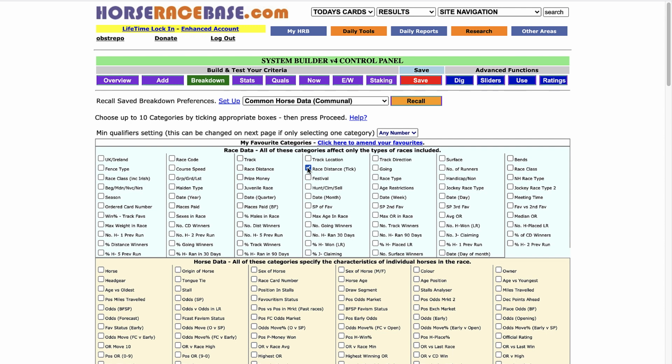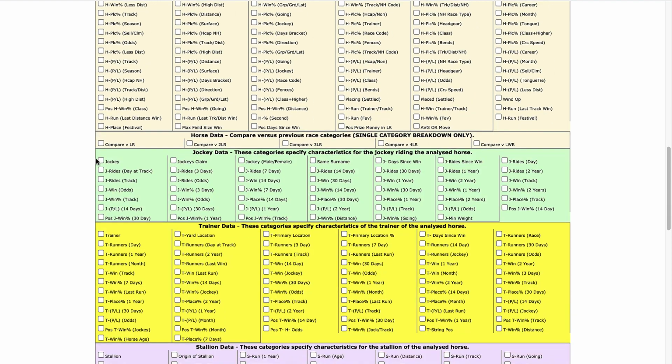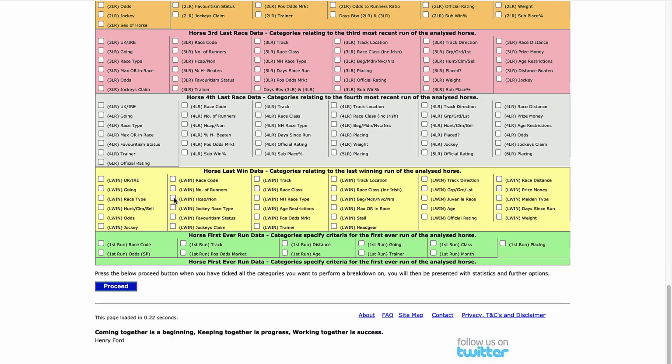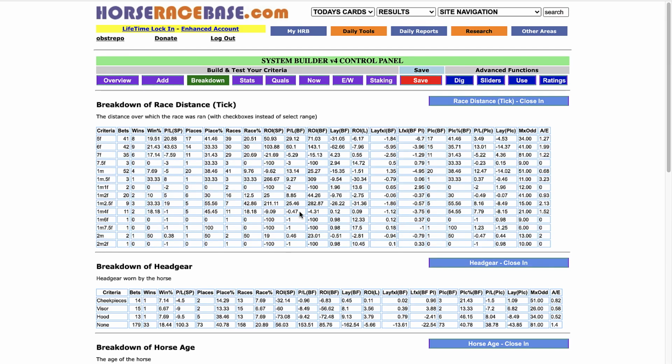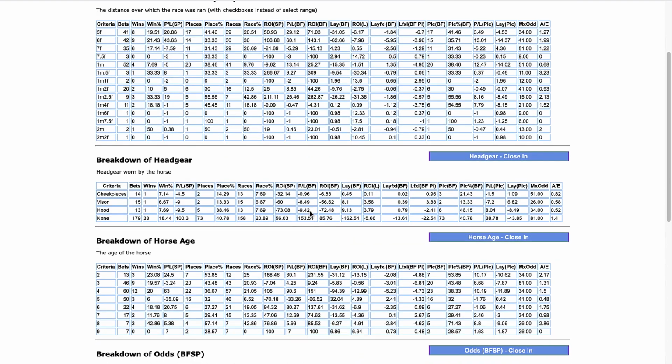So we had the race distance, horse age, the headgear, Betfair SP, and the jockey. The race distance is much less significant now. The headgear, still profitable to exclude the hood and the visor. Cheek pieces, got the 1 winner out of 14. It's still all quite a lot lower on the strike rate than those that aren't wearing any headgear at all.